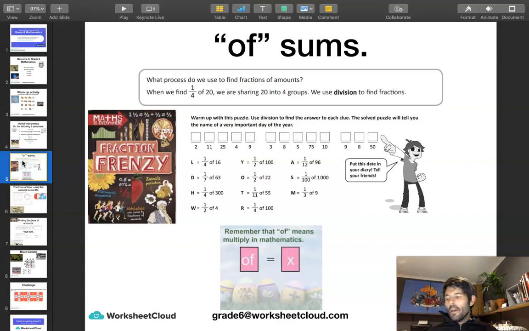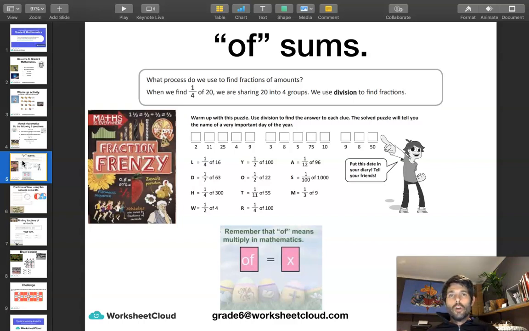So if you have a quarter of 20, it becomes a quarter multiplied by 20. You know that you can put 20 over 1. So then you have a quarter multiplied by 20 over 1. And then you multiply the numerators and you multiply the denominators, and you end up with 20 over 4, which is equal to 5. Okay? And that's how you do of sums.